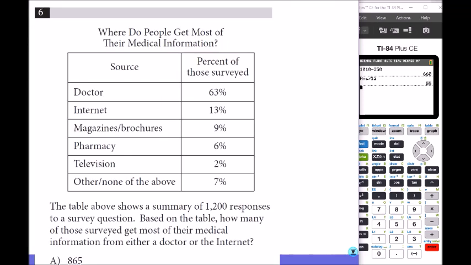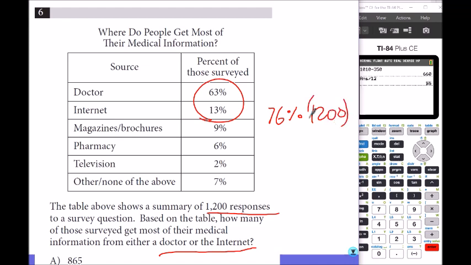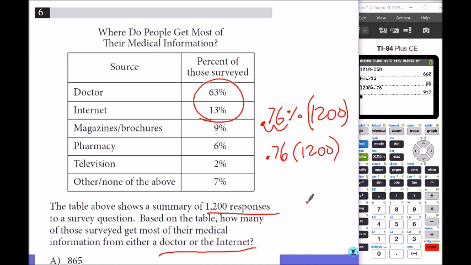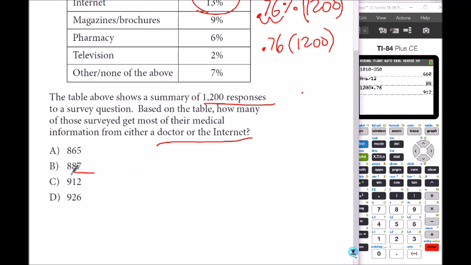Where do people get most of their medical information? The table above shows the summary of 1,200 responses to a survey question. Based on the table, how many of those surveyed get most of their medical information from either a doctor or the internet? Doctor or internet, so that is a total of 76% of 1,200. So you multiply. 76%, if you put it in decimal, you move the decimal to the left, so it's 0.76 times 1,200. 1,200 times 0.76 is 912. So it is C.